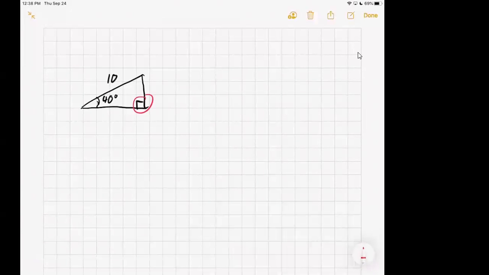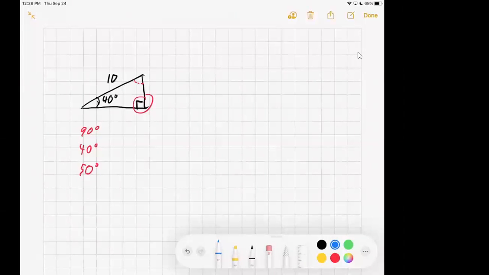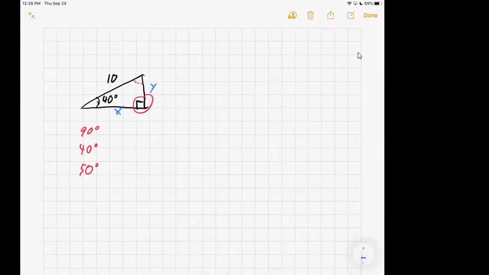You know it's a right triangle, so we have 90 degrees given, we have 40 degrees given, and so we know that the other angle must be 50 degrees, the angle that's not given. So those are the three angles. So the missing angle is a 50-degree angle. The trickier thing was figuring out the sides. Let's just call those X and Y for now.